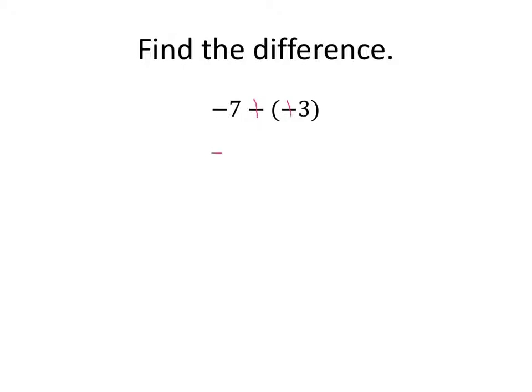So we can rewrite this as negative 7 plus 3, and when you add a negative and a positive number, you take the difference of the absolute values. 7 minus 3 is 4, and you give it the sign of the largest number. In this case, 7 is the largest absolute value. That represents negative 7, so our number is negative.